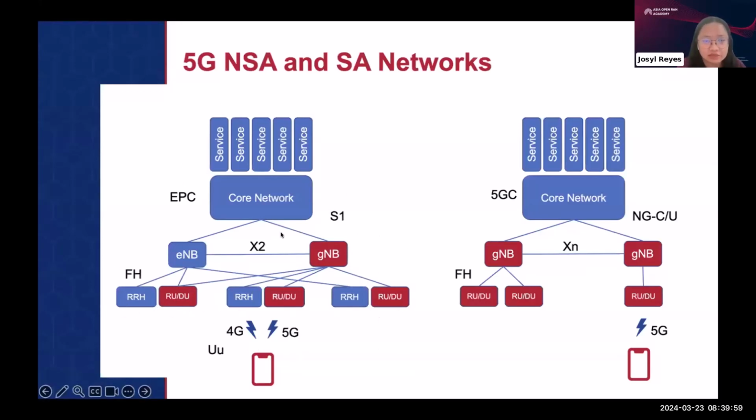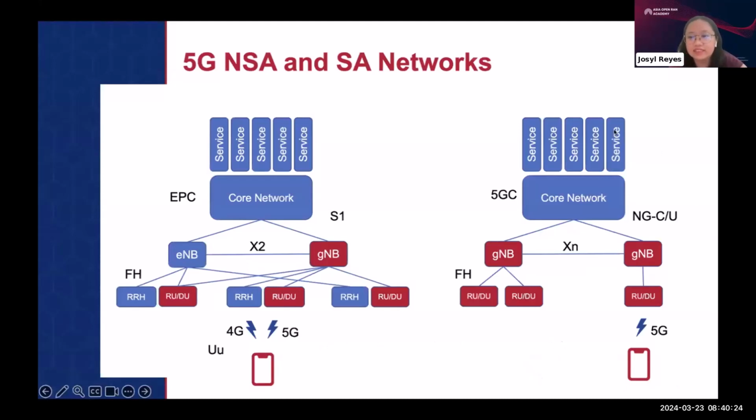In the radio access network, this one, may have eNodeBs for 4G, and then we also have gNodeBs for 5G. And then both of them are connected to the EPC, or the evolved packet core in this case. And then this is the 4G core network. Okay, so non-standalone, meaning it's still relying on the 4G.